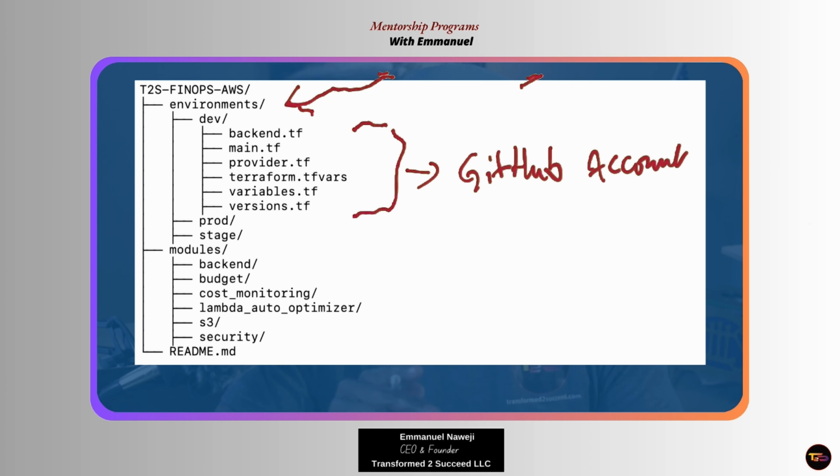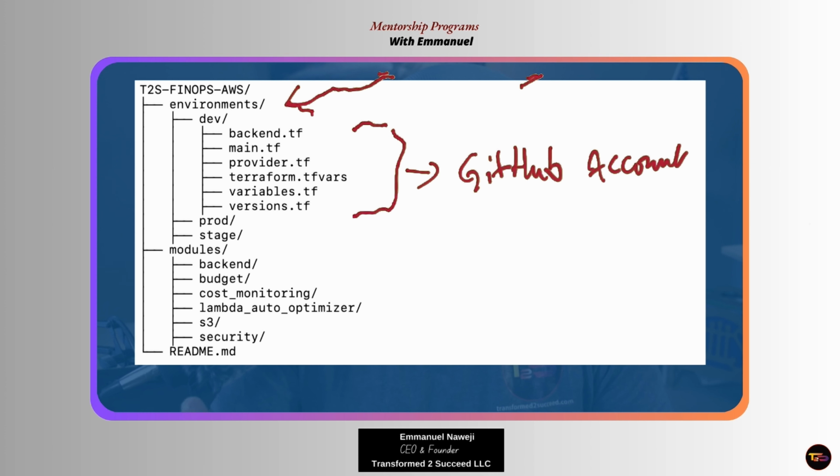All right. In addition to the environments, we will have modules. These modules will define the different components of our infrastructure. We're going to have the backend. This is where we will store our state file, and the state file is a file that keeps track of everything that you provision in your cloud environment.